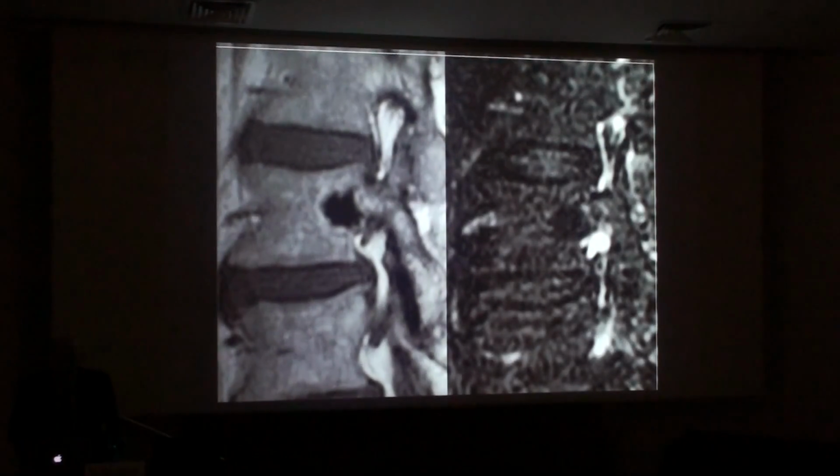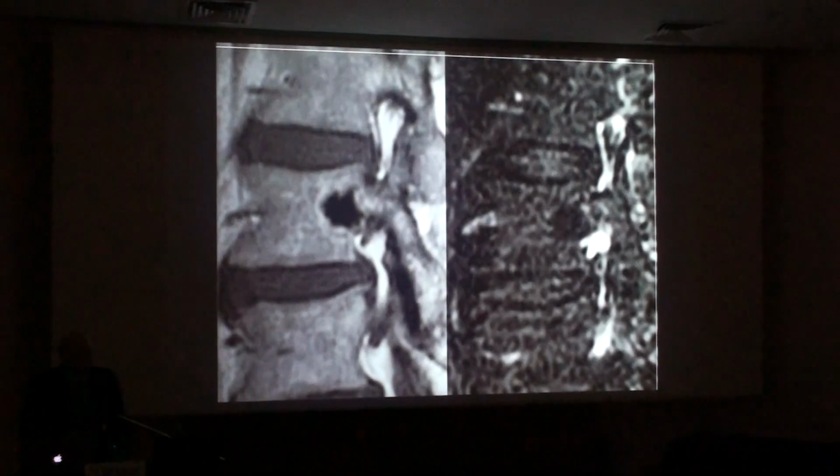and although this is a noisy T2 weighted image, notice that the lesion images identical to the cortical bone on the T2 weighted image.